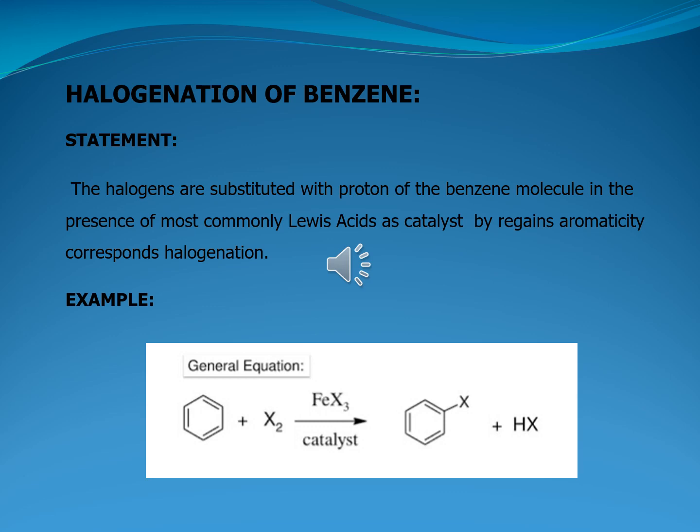So, when we see the statement of halogenations, the halogens are substituted with the proton of the benzene molecule in the presence of most commonly Lewis acids as catalysts, and aromaticity is regained. You can see over here in the example, when the benzene molecule reacts with the halogen atom in the presence of Lewis acids that behave as catalyst, we get the final substituted halogenated benzene molecule.